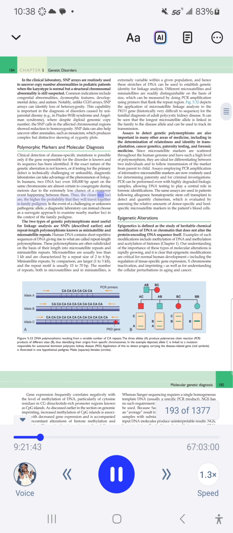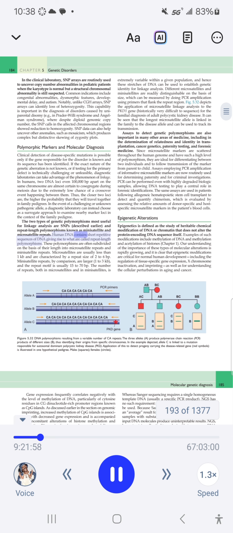Thus, the closer two loci are, the higher the probability that they will travel together in family pedigrees. In the event of a challenging or unknown pathogenic allele, a diagnostic laboratory can instead choose as a surrogate approach to examine nearby marker loci in the context of the family pedigree. The two types of genetic polymorphisms most useful for linkage analysis are SNPs described earlier and repeat-length polymorphisms known as mini-satellite and microsatellite repeats.